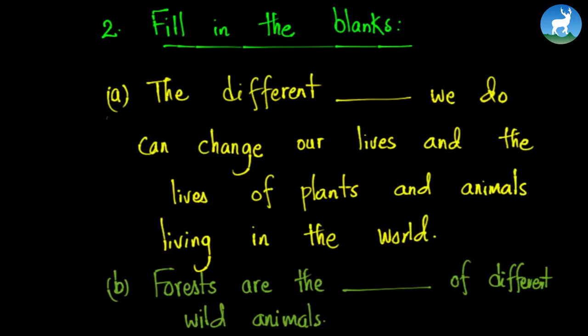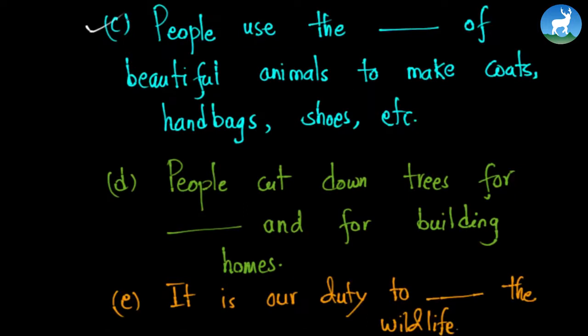Another question is fill in the blanks. The first one is: the blank we do can change our lives and the lives of plants and animals living in the world. The answer is the different activities. Number B, now forests are the blank of different wild animals. Forests are the homes of different wild animals. Let's solve more questions. People use the blank of beautiful animals to make coats, handbags, shoes, etc. Use the skin, alright? So skin is the answer.